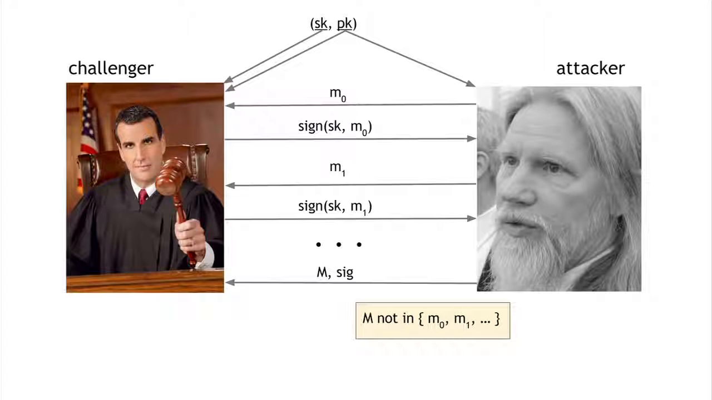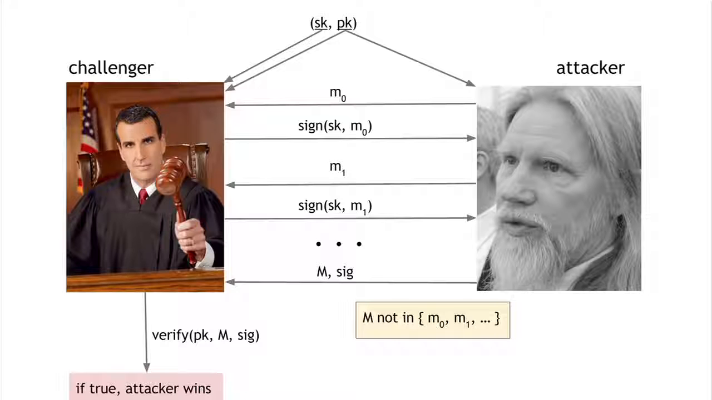So he's going to pick some other message that he hasn't seen a signature for already, and he's going to send over what he claims is a signature on that message. And then the question is, can he succeed? So the challenger is going to run the verify algorithm, use the public verification key on that message and the signature that the attacker provided, and is going to check whether it verifies. And if it does verify, if this returns true, then the attacker wins. The attacker has forged a message.